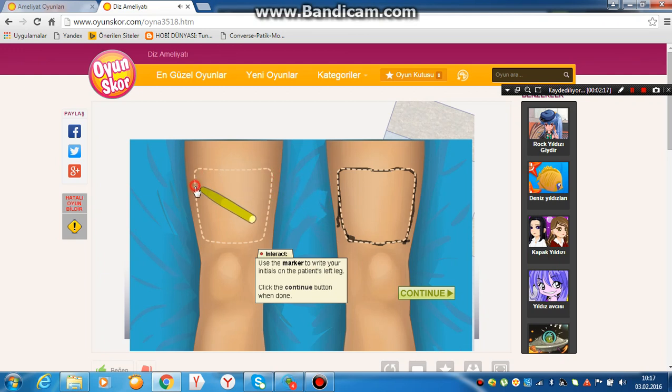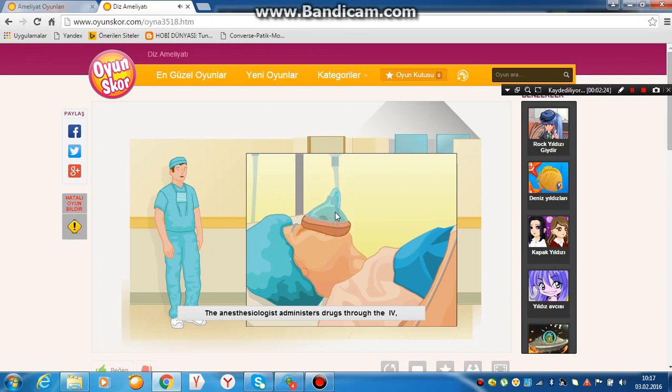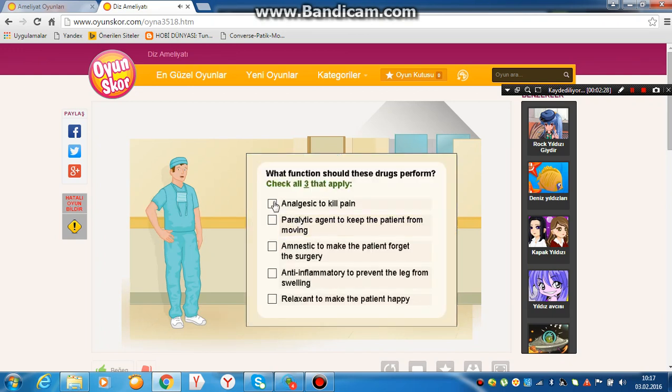The anesthesiologist administers drugs through the IV and through a mask over the patient's face. What function should these drugs perform? Good work. Fantastic.